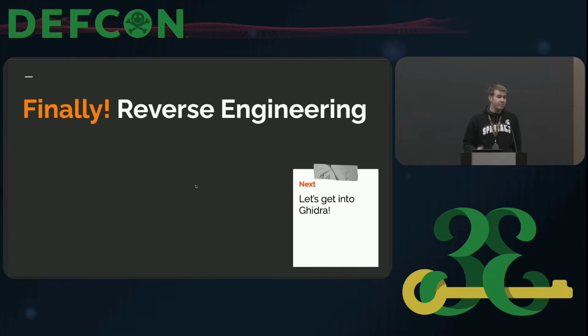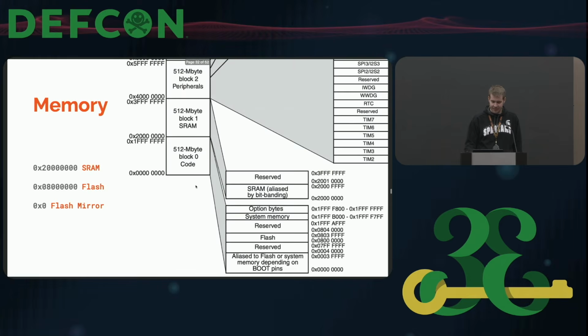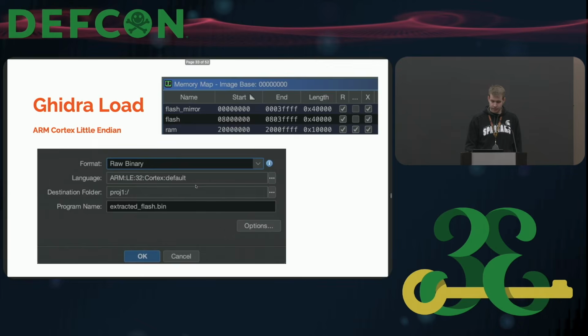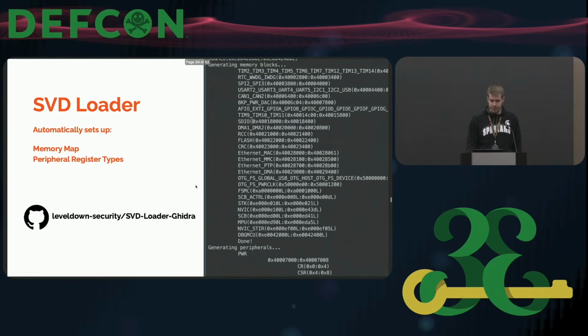So finally, we have the code, we have the flash, we can begin reverse engineering this. Let's get into Ghidra. From looking at the datasheet, we can see where RAM goes, where flash goes, and that this STM32 mirrors flash at the 0 address. So we can set up those sections in Ghidra and select Cortex little endian.